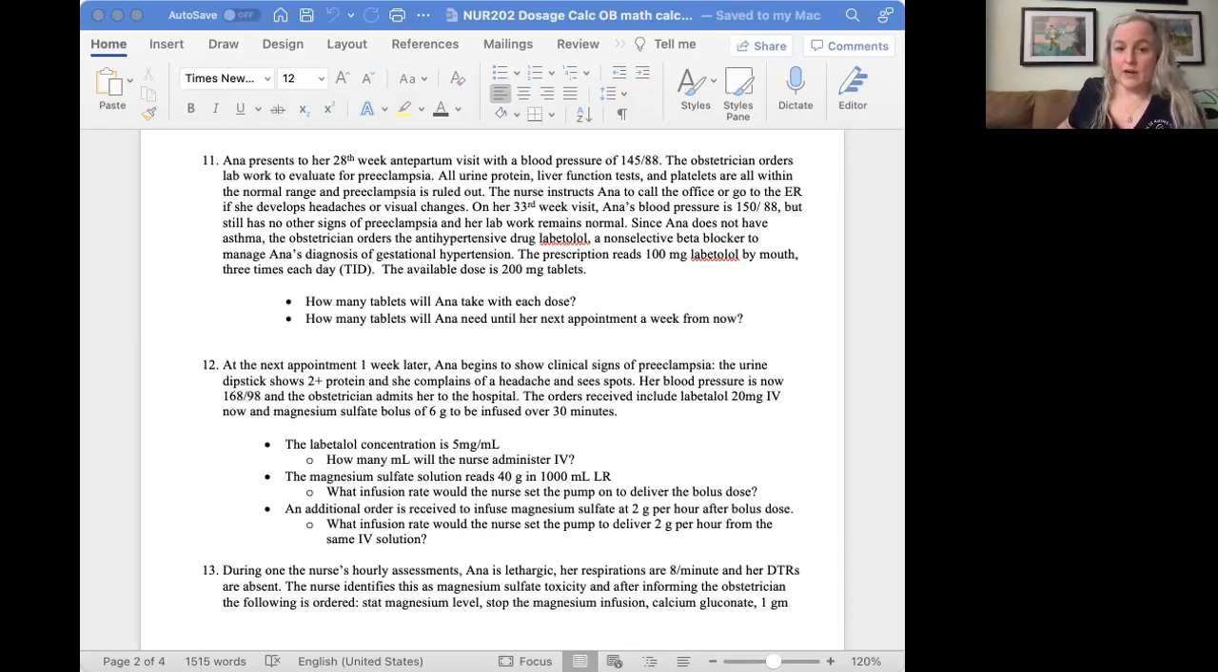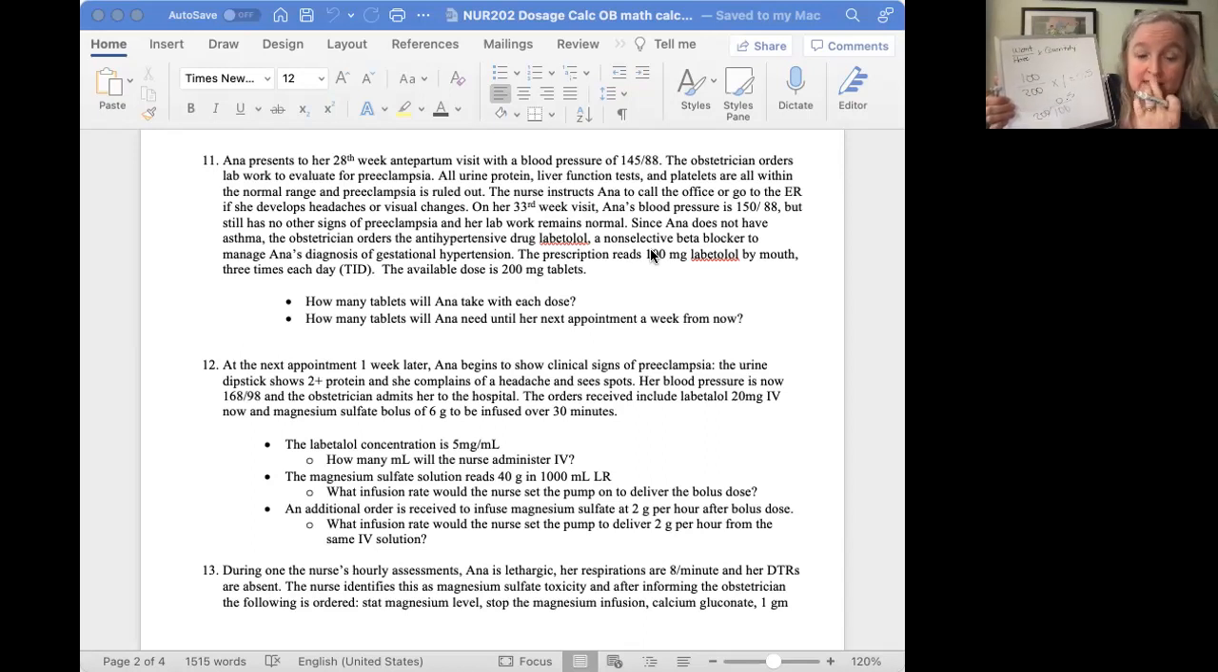So we're going to do want over have again. All right. So what we want is 100 milligrams. What we have is 200 milligrams per tablet. So our quantity is 1 tablet. Okay. So 100 divided by 200 is 0.5. So each dose is going to be 0.5 tablets for Anna. Okay, so that's the first part of that answer. How many tablets will Anna take with each dose? She's going to take a half a tablet.